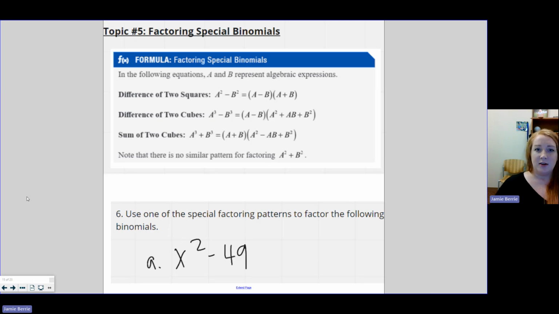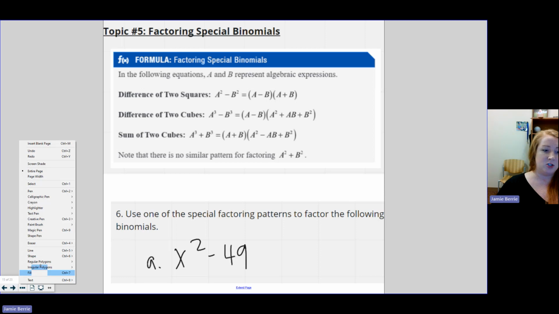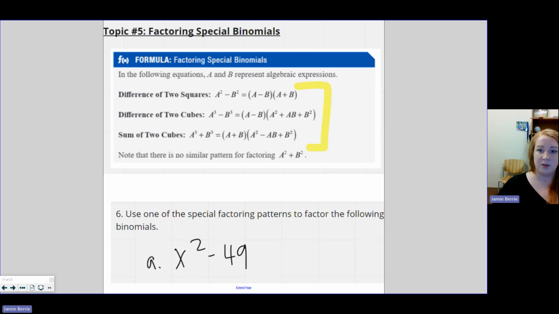All right, so using special factorizations. That's what I like to call them, special factorizations. We have three special factorizations. This is stuff that I would put on your formula sheet. All three of these, in my opinion, should go on your formula sheet.